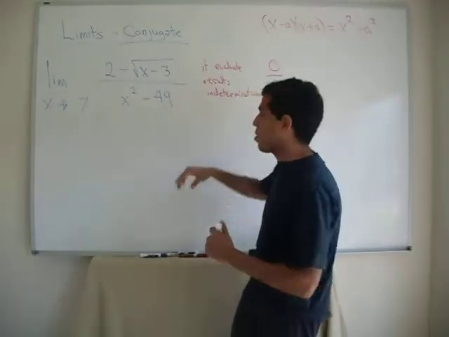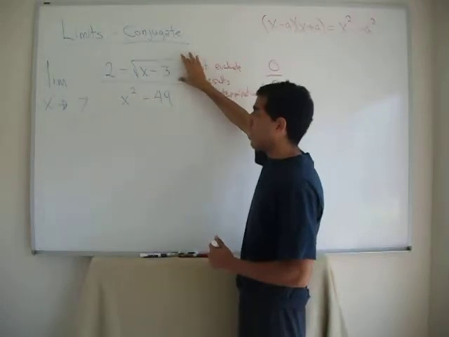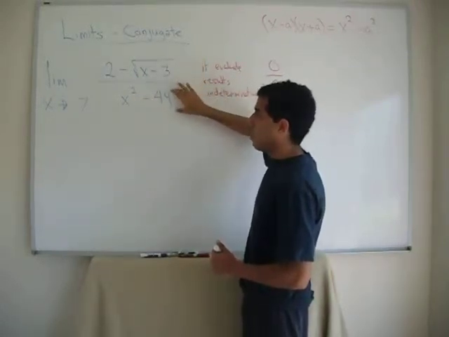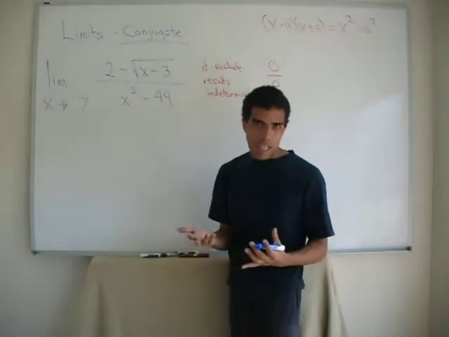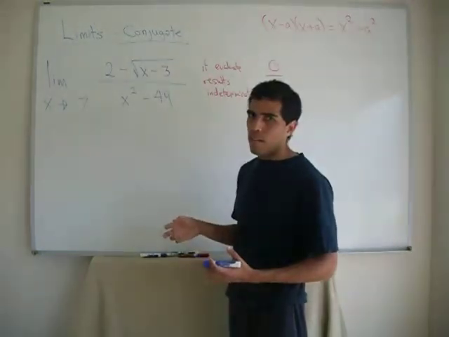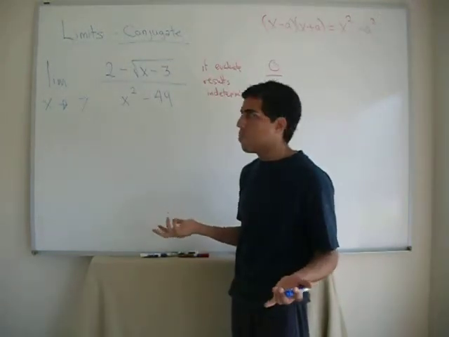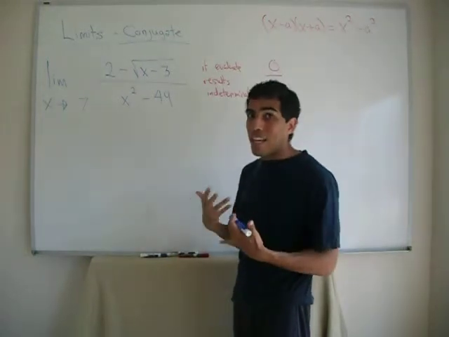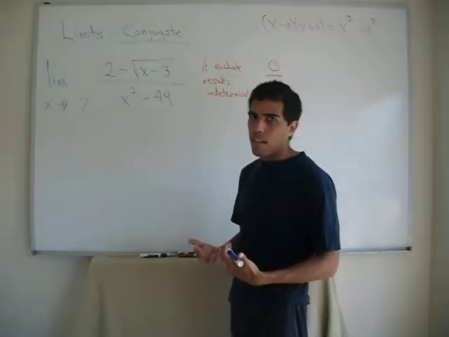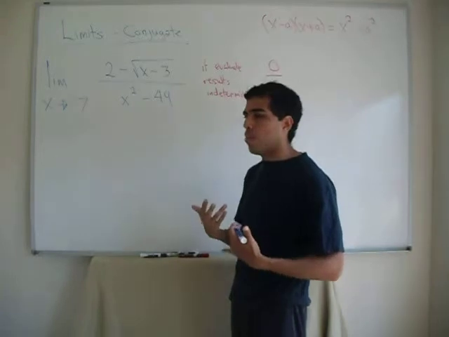We have two expressions right here: 2 minus the square root of x minus 3 at the top, and x squared minus 49 at the bottom. Which one sounds more complicated to you, the upper or the lower? If you said the upper, that's true, we have a radical. That's the complication, so let's see if we can get rid of that radical. Now, how do we get rid of the radical?